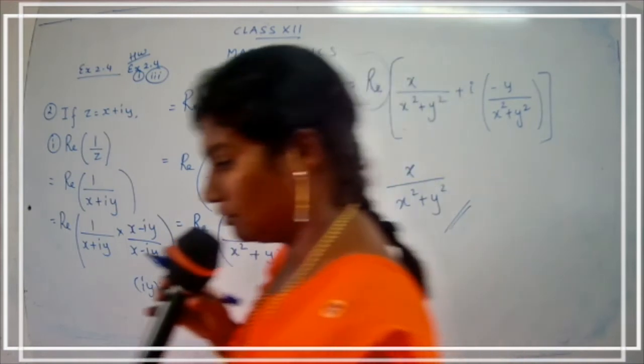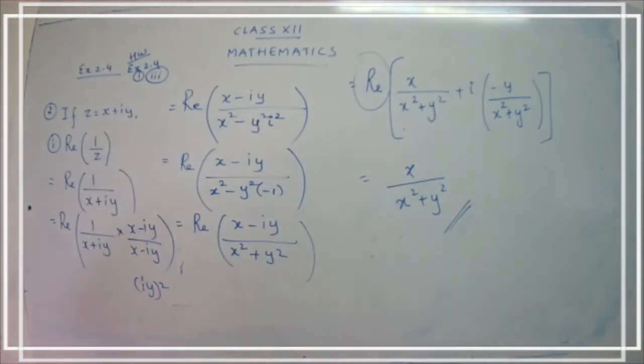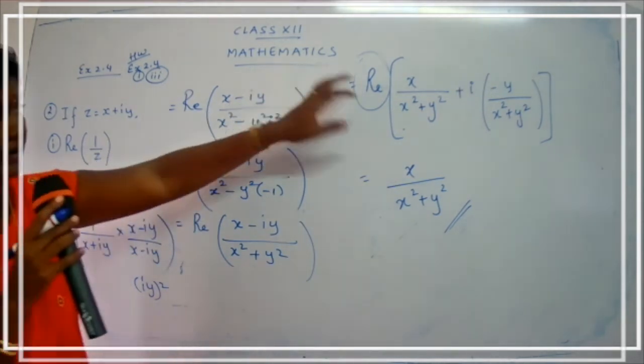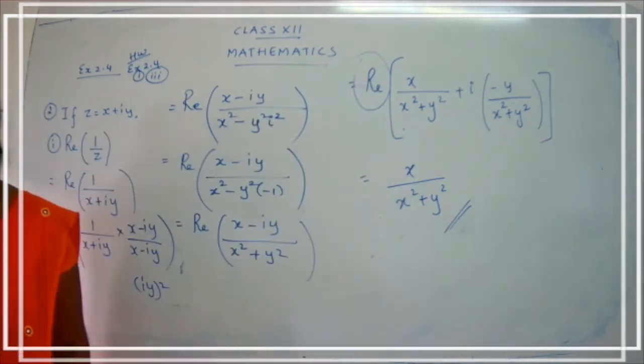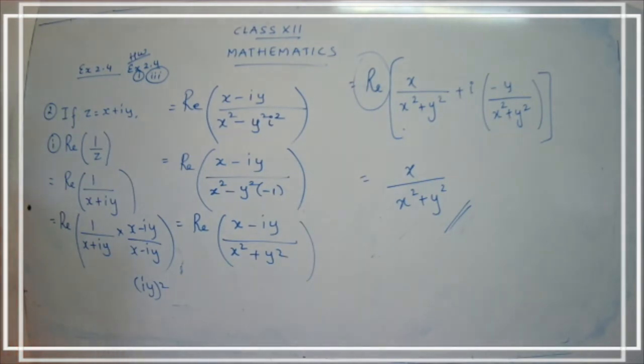x upon x square plus y square. So we have written the real part. And when you write the real part, try to remove that. Real, Re goes off, because we have written the real part. So x upon x square plus y square. Clear? So now let's go for the next one.